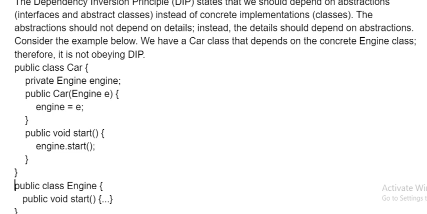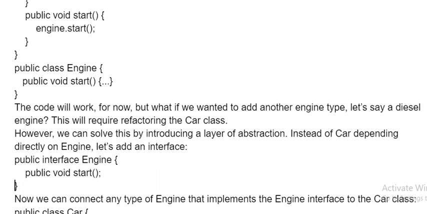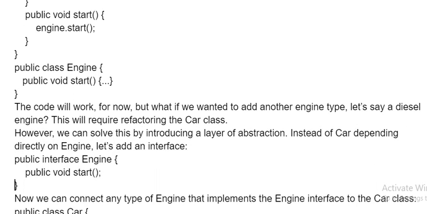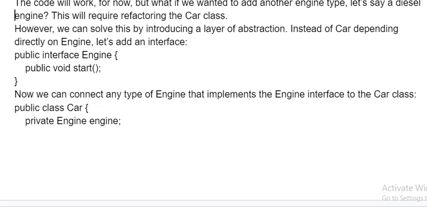Now this Engine class is a concrete class and there is a Car class, and in Engine class there is a start method. This code is working fine, but what will happen if we have different kinds of engine like petrol engine or diesel engine? Then it won't be able to work that efficiently.